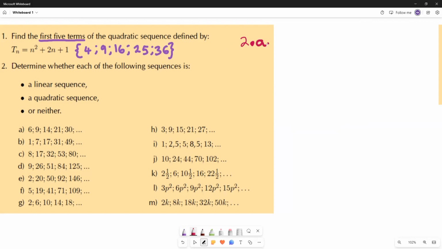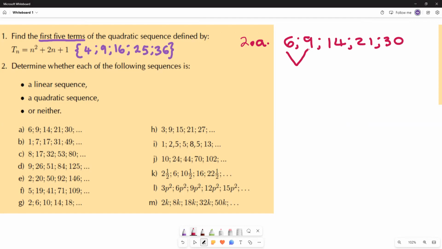Remember, if a pattern is linear, there will only be the first difference that is constant. If it's quadratic, there will be a second difference that is constant. So the first difference won't be constant for a quadratic pattern, right? Okay, let's do the first one. So you have 6, you have 9, you have 14, you have 21, you have 30.